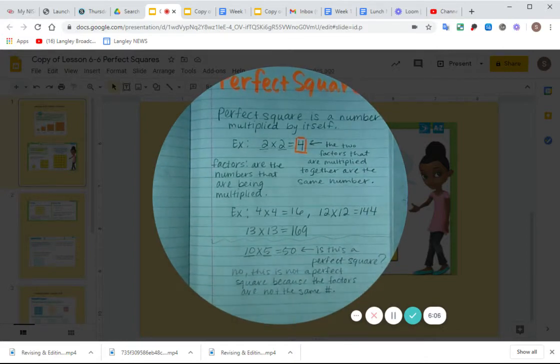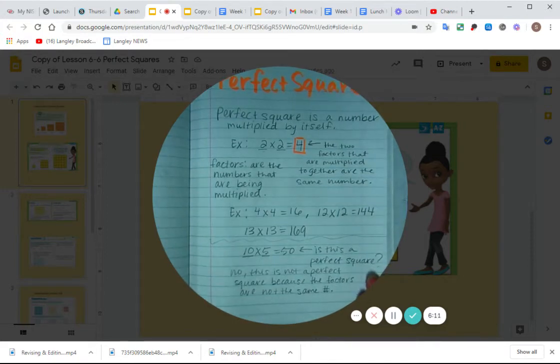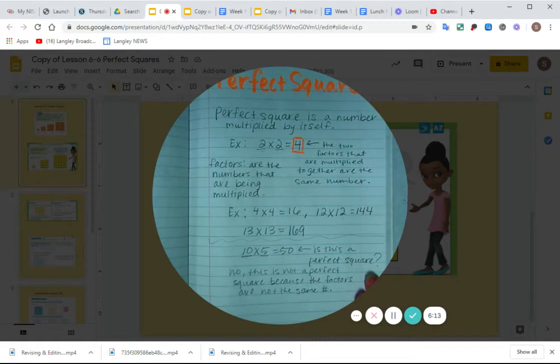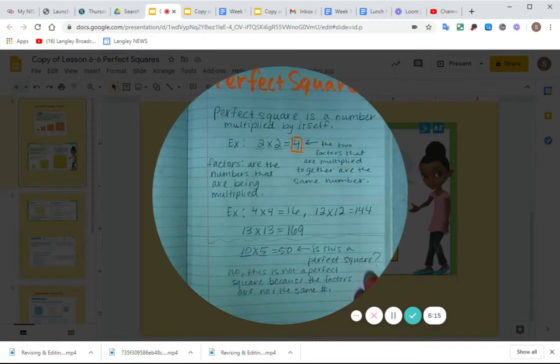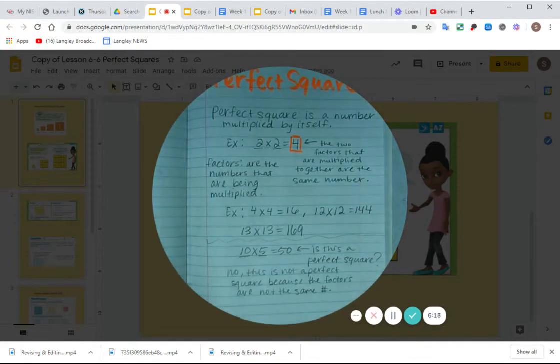All right, so that's our notes for today. Okay, so we're done with the notes. If you need to pause the video in order to finish copying down the notes, please do so. All right, pause that video. But let's go ahead and continue.